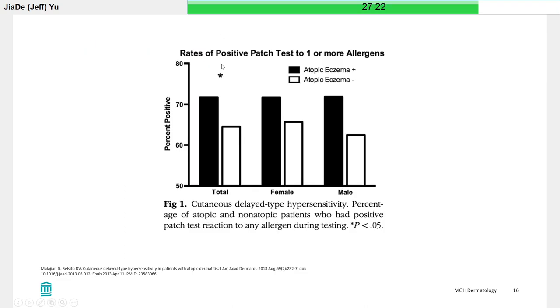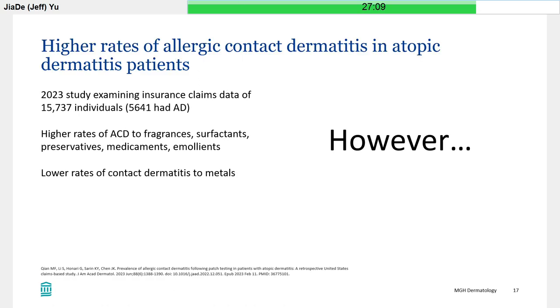So when we looked at patients who had eczema or without eczema and they came in for patch testing, what we found was that patients who have eczema probably had more hypersensitivity reactions than patients who don't have eczema. But this data is a little bit controversial.